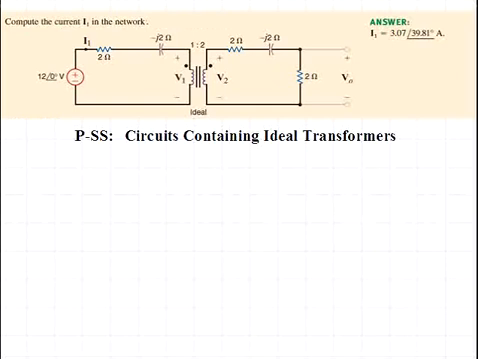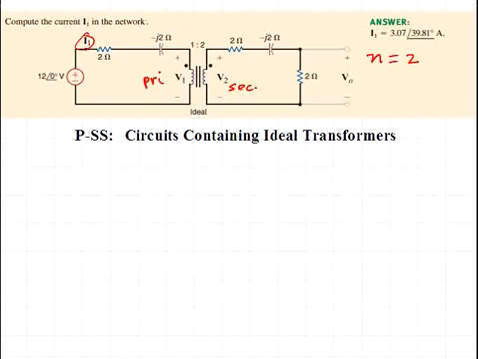We have the primary side of the transformer with the voltage V1 appearing across the transformer winding, and then the secondary side with the voltage V2 appearing across that winding. The turns ratio is N equal to 2 to 1, or 2, and we're asked to determine a current I1 in this circuit.